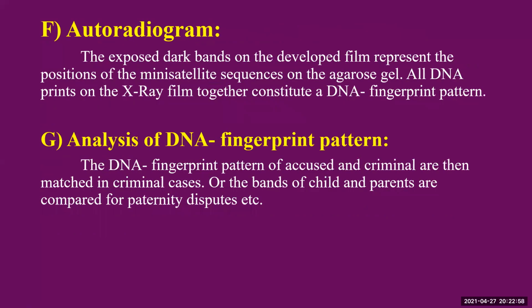We have to study the autoradiograph. On the developed film, you can see exposed dark bands. The places where the dark bands are present represent the position of the minisatellite sequence which has hybridized with the probe. Exposed dark bands on the developed film represent the position of the minisatellite sequence on the agarose gel.